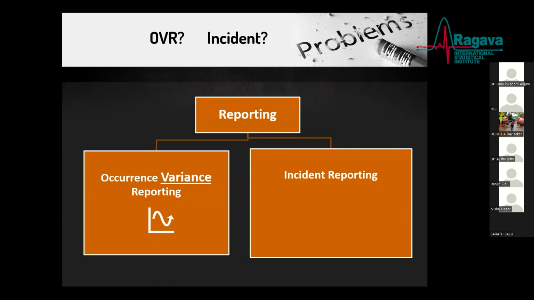Occurrence is any unexpected patient medical intervention, intensity of care, or healthcare impairment. Or you can say it as events which are not consistent with routine patient care. There's a variation in your practice. And incidence is an event or a happening that causes unanticipated harm to a person. It can be loss or damage to a person or a property. It can be unsafe conditions, hazards, and so on.